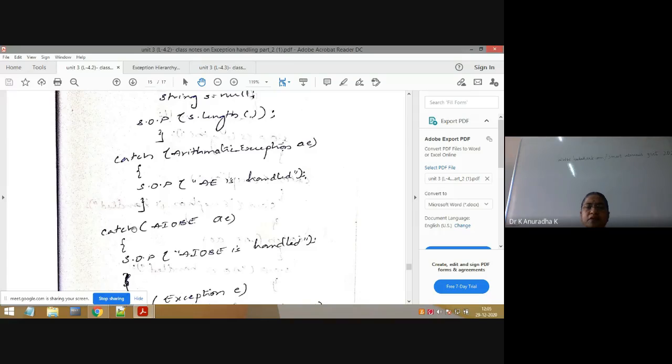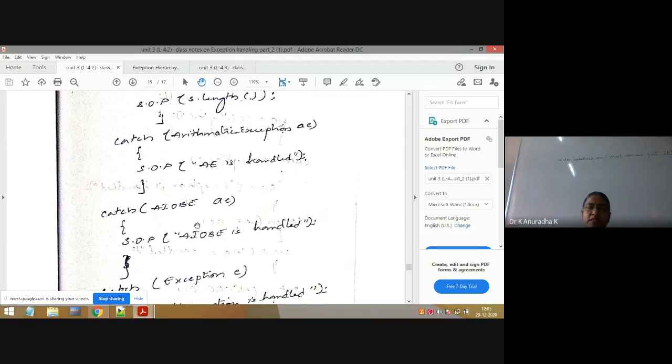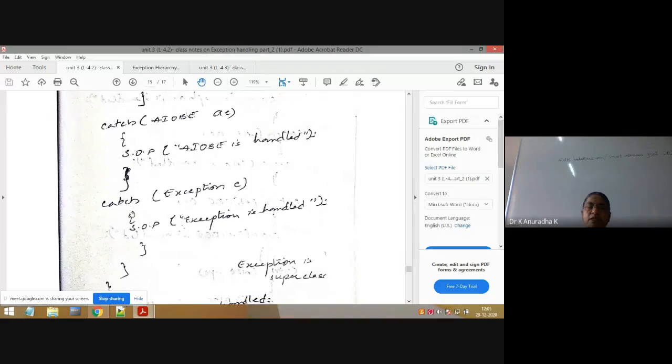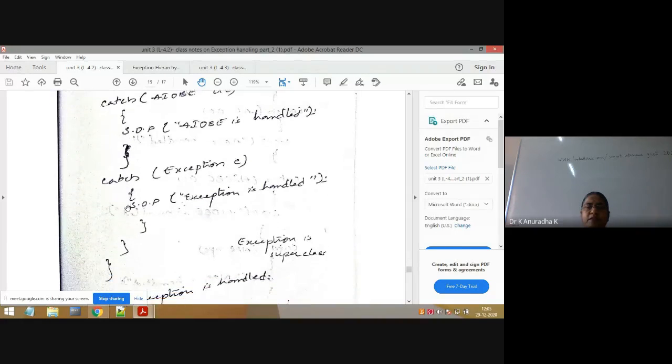It will follow the order from top to bottom only. First it has verified and it is not the matching catch block. Next it will verify the second catch block. The exception is null pointer exception, but this catch block is for array index out of bounds exception, so it is also not matched. Finally, this is the third catch block. In this program, I have written try with three catch blocks.